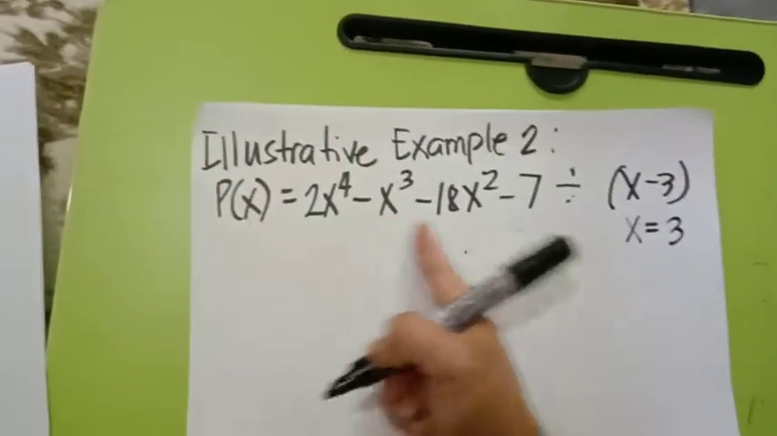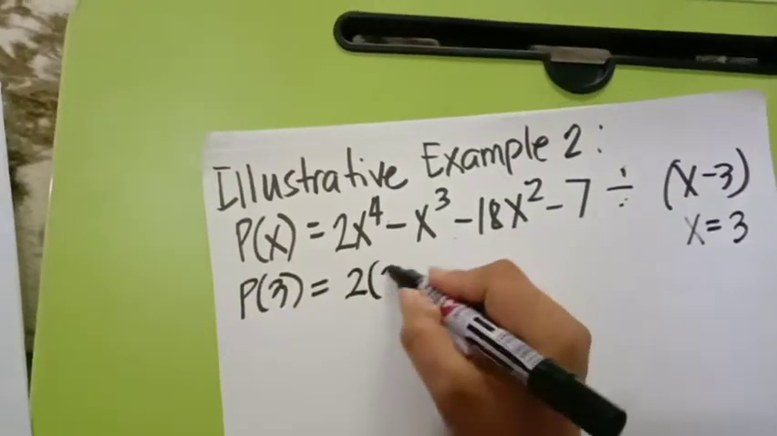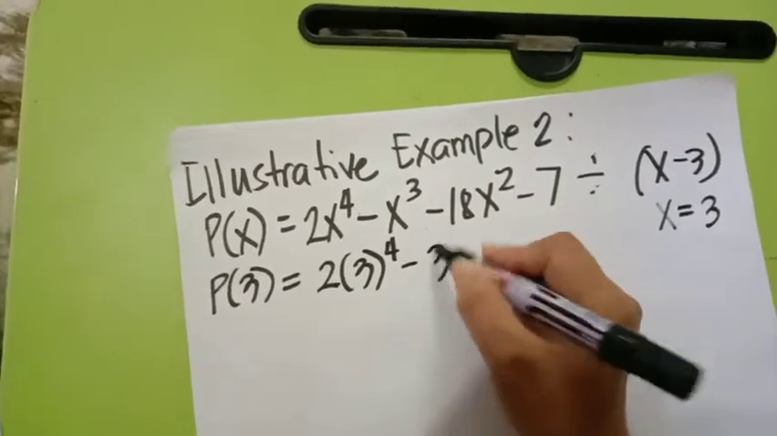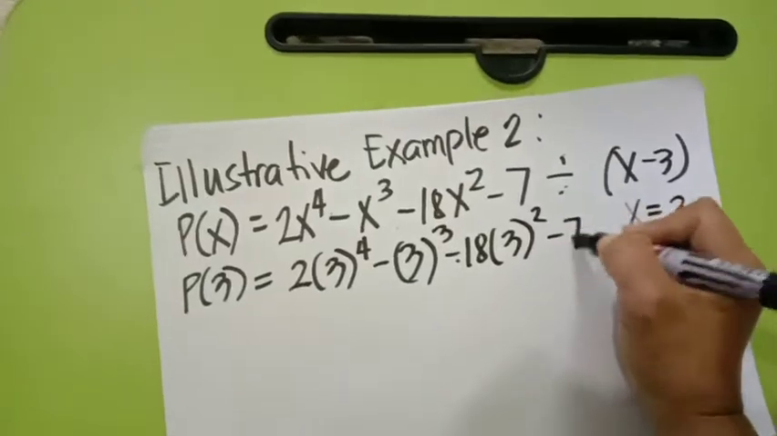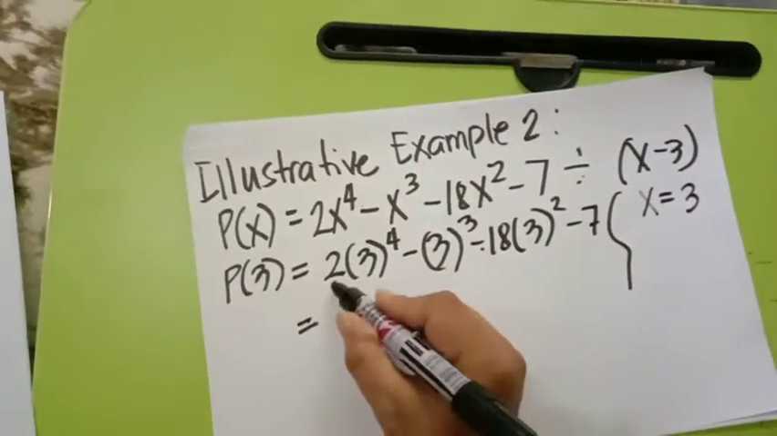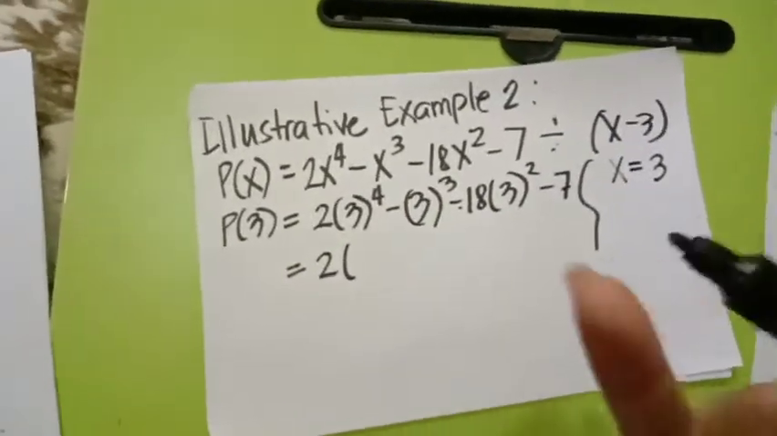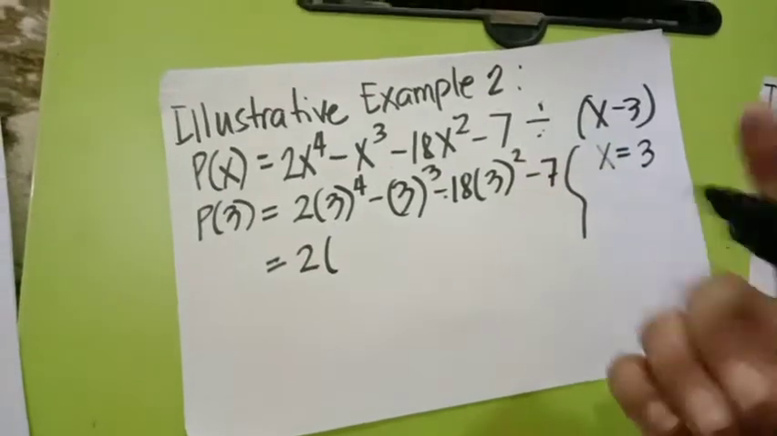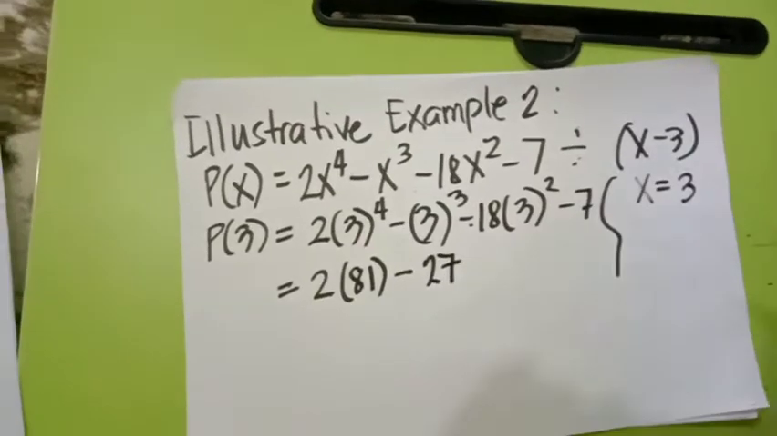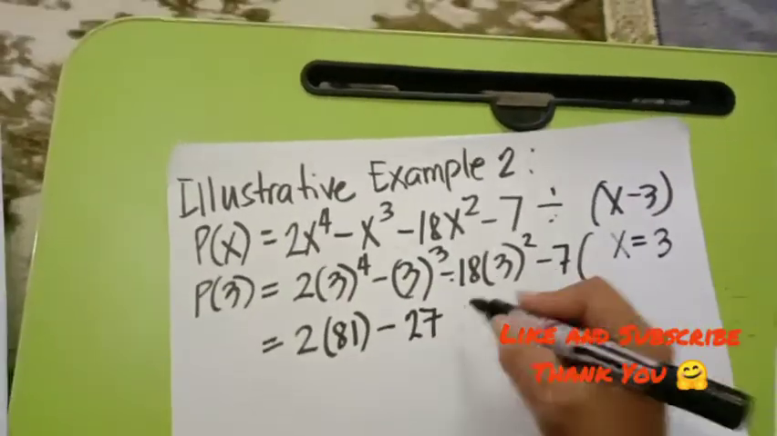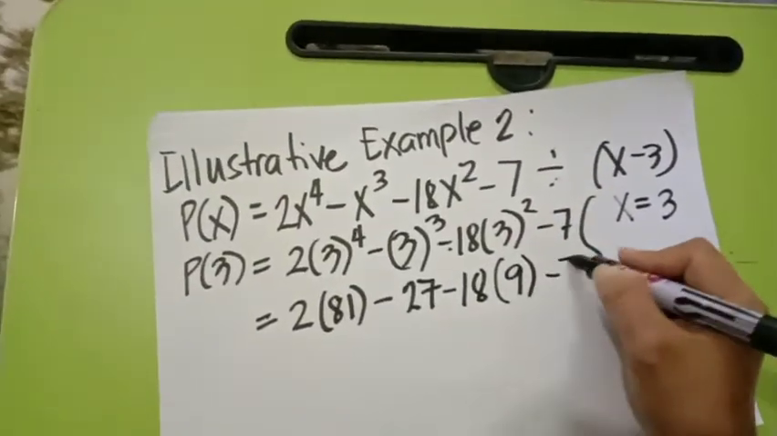Plug in positive 3 to the polynomial. So, this will be p of 3 is equal to 2 times 3 raised to 4 minus 3 cubed minus 18 times 3 squared minus 7. So, bring down 2. Then, simplify 3 raised to 4. Apat na 3. 3 times 3, 9, times 3, 27. Times 3 is 81. Minus 3 cube is 27, 3 times 3, 9, times 3, 27. Bring down minus 18 and then simplify 3 squared, that is 9, minus 7.